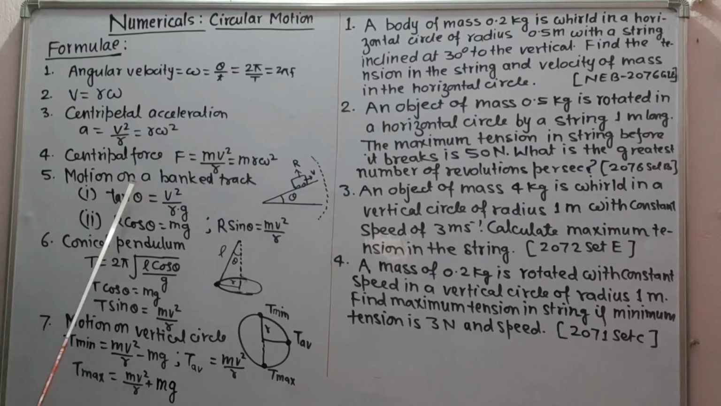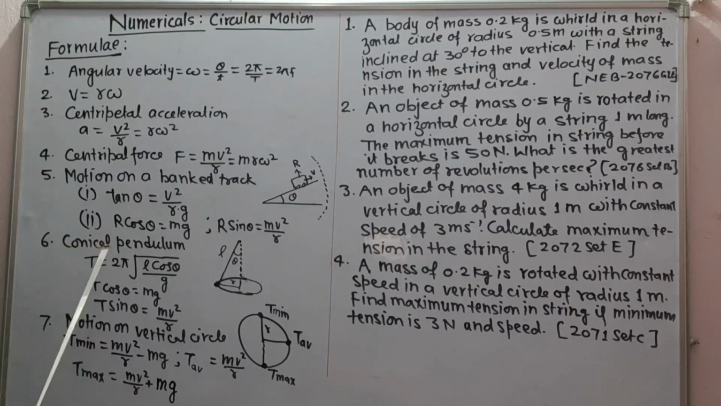Next, motion on a banked track. If small r is the radius of banked track and the vehicle is moving with velocity v, then tan theta is equal to v square upon rg, R cos theta is equal to mg, and R sin theta is equal to mv square upon r, where theta is the angle with which outer side of the road is raised than the inner side.